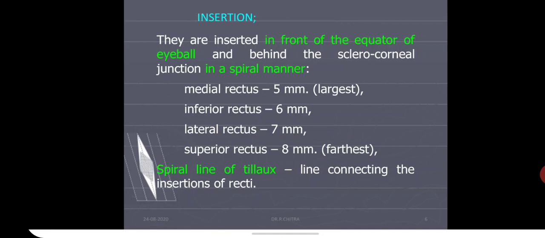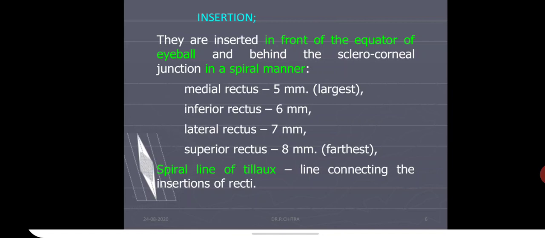Insertion: the recti muscles are inserted in front of the equator of the eyeball. You have to draw one equator. If you draw the equator, the recti muscles will insert in front of it, while the oblique muscles will be inserted behind the equator of the eyeball. The recti are inserted in front of the equator, behind the sclerocorneal junction, in a spiral manner.